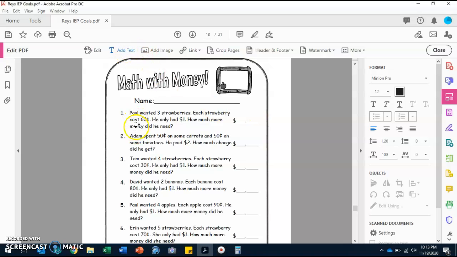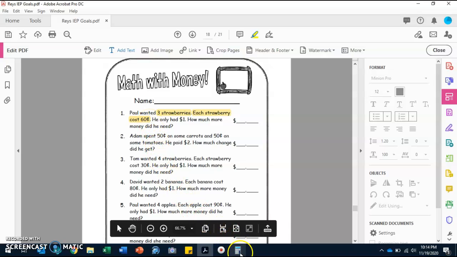To start off, it says Paul wanted 3 strawberries. Each strawberry cost 60 cents. He only had $1. How much more money did he need? So let's highlight the important information right now. He wanted 3 strawberries. However, each strawberry costs 60 cents. So he wants 3, let's stop there. Let's do this first. He wants 3 strawberries and each strawberry is 60 cents.